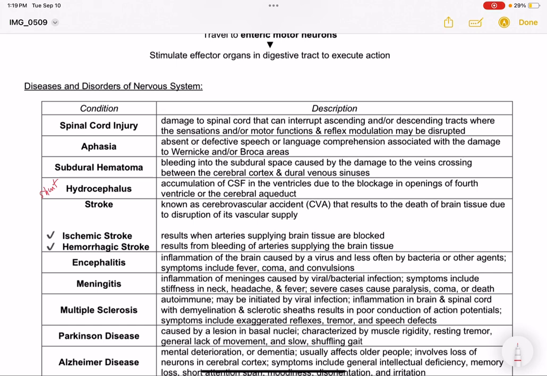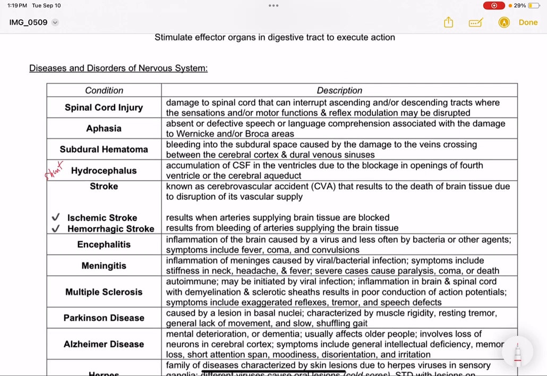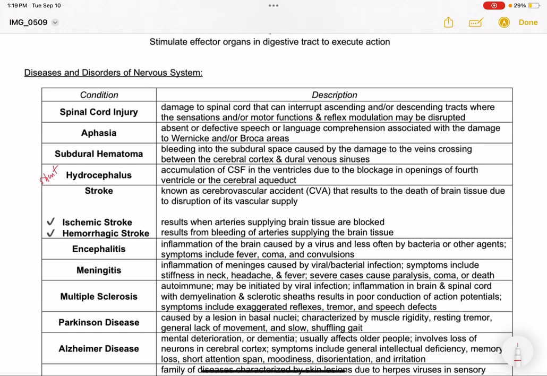S-H-U-N-T, shunt surgery. A thin tube called a shunt is surgically inserted into the brain to drain the excess fluid into the chest or abdomen, or sa aton nga ulo. Okay, so the body can absorb the fluid. So ginabutang na siya sa ulo to drain into the chest or abdomen, ha? Then the body absorbs the fluid.